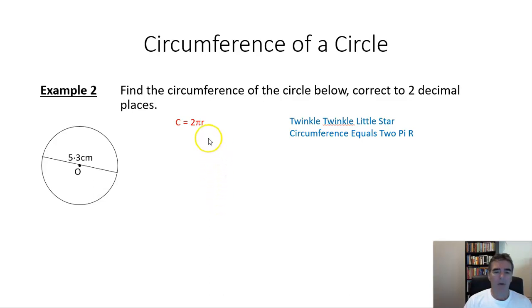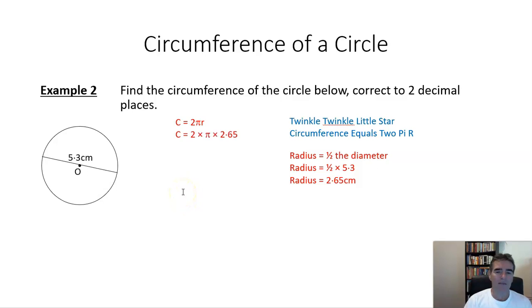But again, we've got the radius that we need, but we're given the diameter. So we need to remember that our radius is half the diameter. So 2 of the radii together makes the diameter. So the radius is the same as half the diameter. So let's halve this 5.3. And we're going to substitute that into our formula there. So the radius is 2.65.